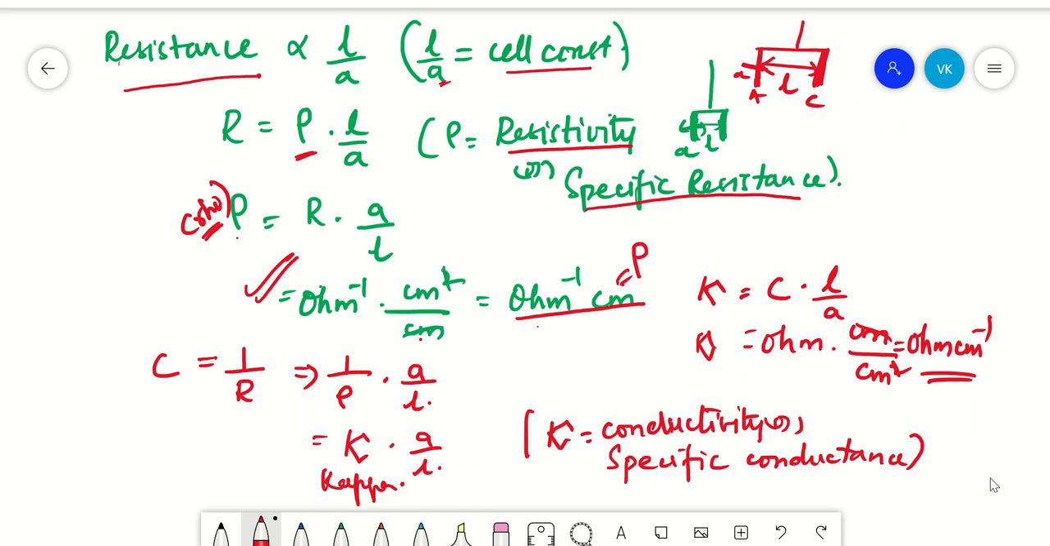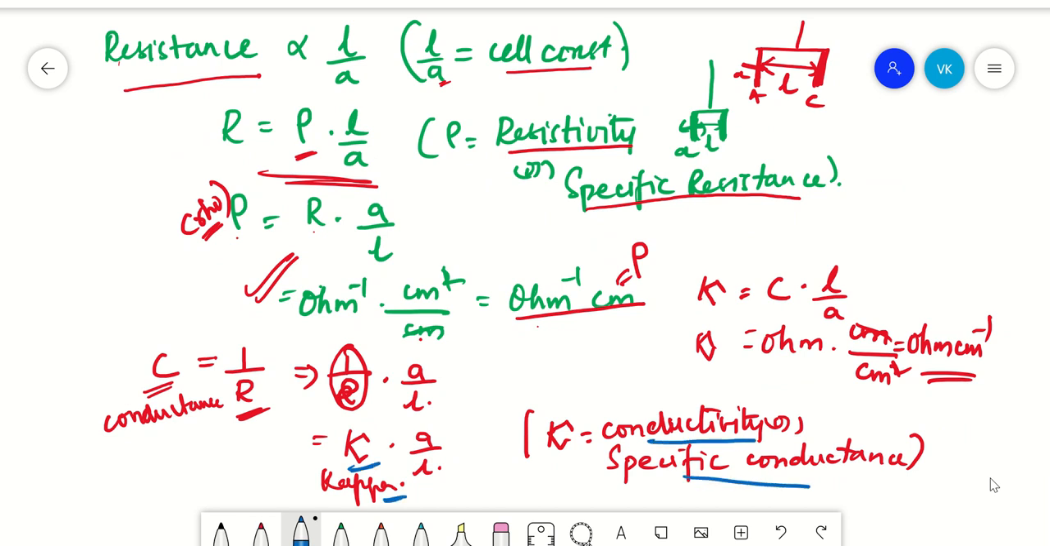Now what is conductance? Conductance is inversely proportional to your resistance. If you take conductance, then conductance is equal to 1 by R, and I am just substituting this formula here so that it becomes 1 by rho into A by L. 1 by rho is nothing but your kappa K. Kappa is conductivity or specific conductance.